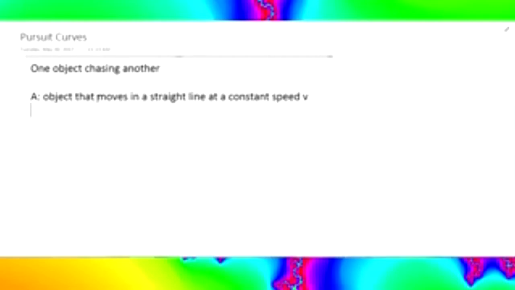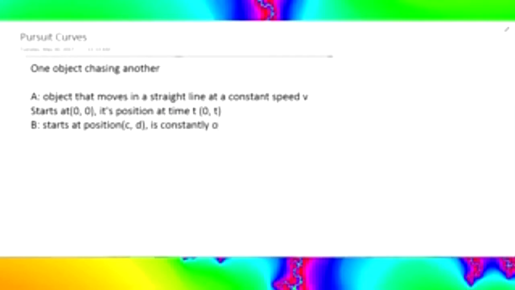So if it starts at 0, 0, its position at any given time t is going to be (0, t), if it's moving straight up. So that gives us a pretty easy equation for object A. Object B starts at some position, we'll just call it (c, d), and is constantly moving towards A at the same speed v. So this, what we're trying to find, is some equation that represents the movement of B.